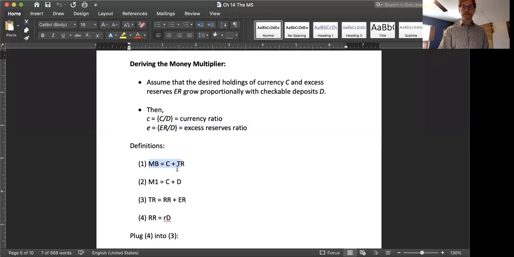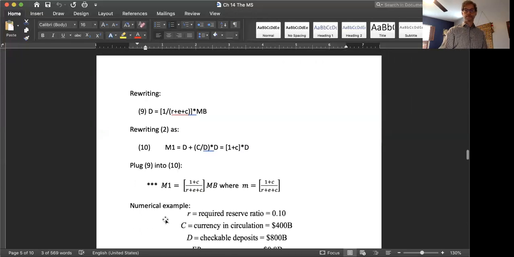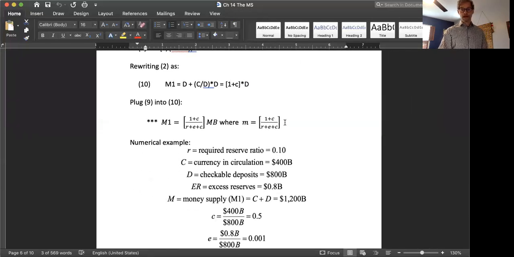So if you use our definitions here of the monetary base, of M1, and of total reserves, required reserves and excess reserves, and then you note that required reserves are the reserve requirement ratio times deposits, so if you use these four definitions that we've talked about before, you can use a little bit of algebra, skipping through, and what you're going to come up with is this: M1 is equal to this function in the brackets times the monetary base. In other words, this function in the brackets is the money multiplier.